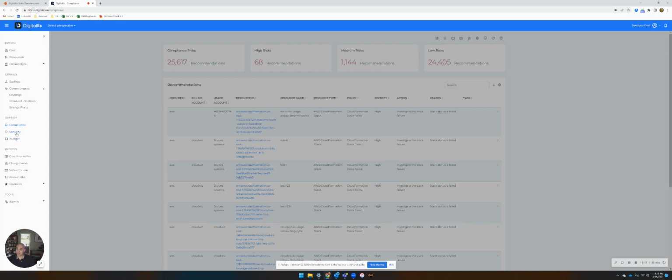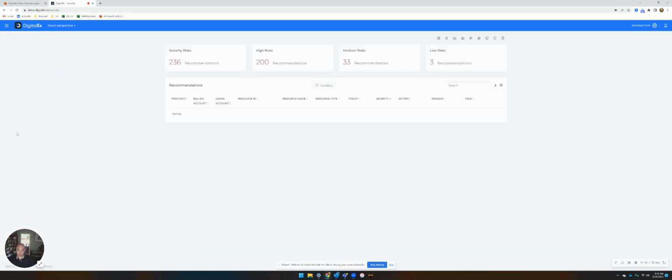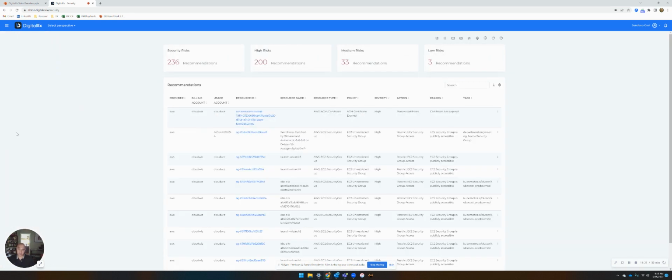We also have the idea of security. So where are you exposed from a security perspective? We've grouped them into high risk, medium risk, and low risk. If you look at it, it looks like compliance. It looks like savings. It's the same underlying engine. We have an engine that's constantly parsing all of your cost and resources and looking for things that don't look right to us, whether it's an anomaly, a security flaw, a compliance flaw, or you're leaking cost somewhere.